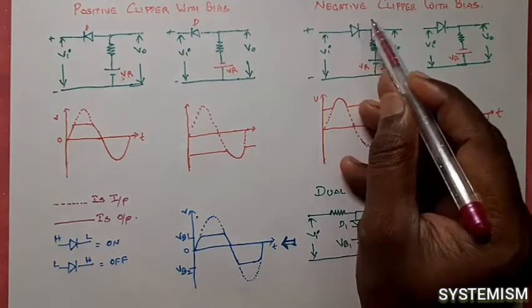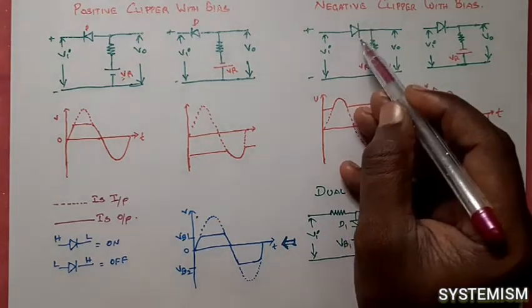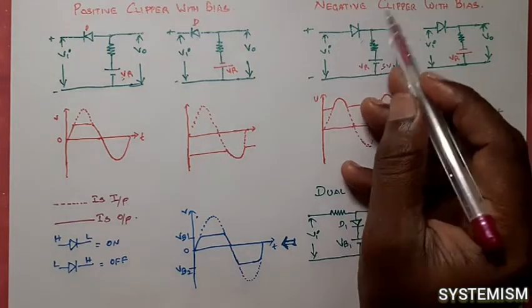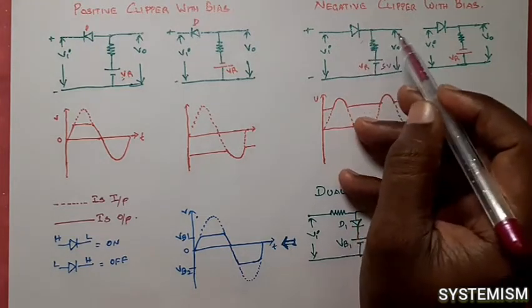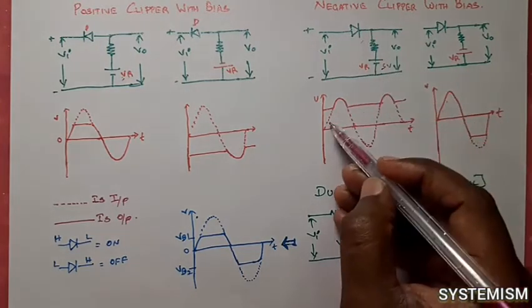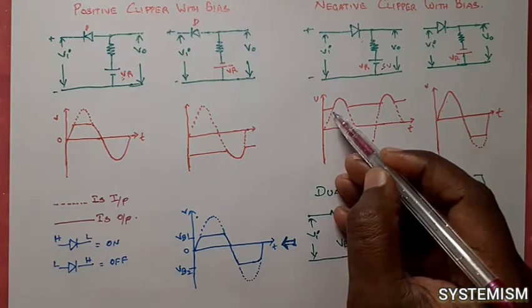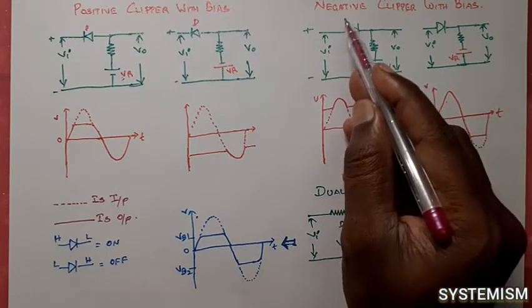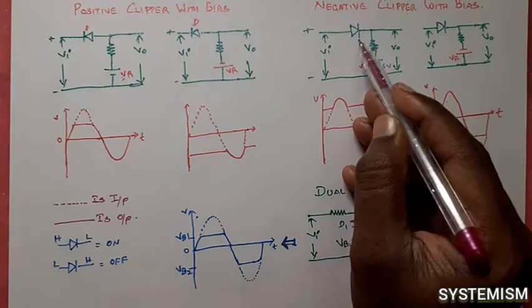What about the operation state of this diode? The state of this diode is off. If it is off, no output is coming outside. So 1 volt, 2 volt, 2.5 volt, every time this diode is in the off condition, so no output is coming.